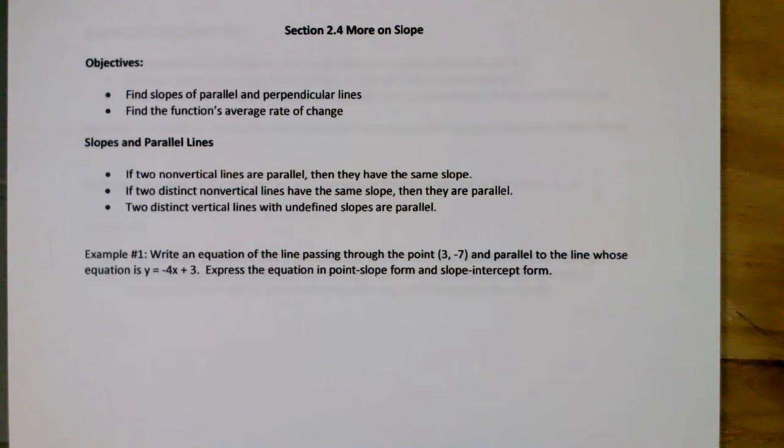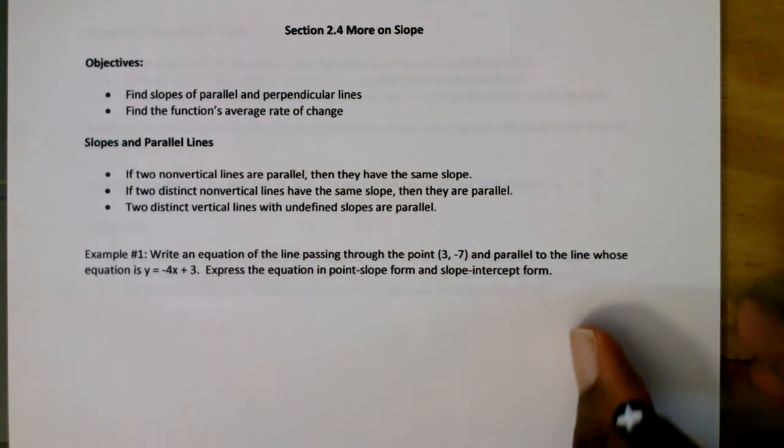All right, in this video, we're going to talk about section 2.4, dealing with more on slope. In section 2.3, in the last video, we did talk about linear functions and slope. Now we're going to extend this with more information about slope. We're going to be finding slopes of parallel and perpendicular lines, and then we're going to find the function's average rate of change. So those are the two things we'll discuss in this video.